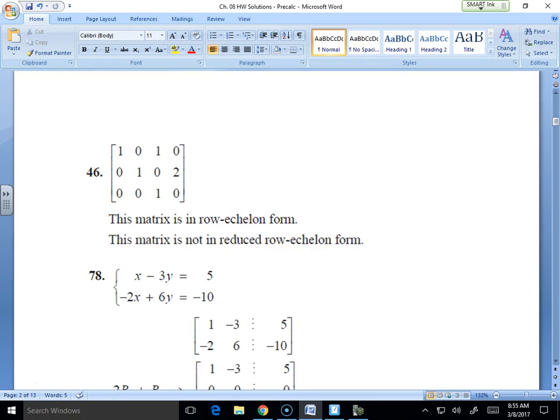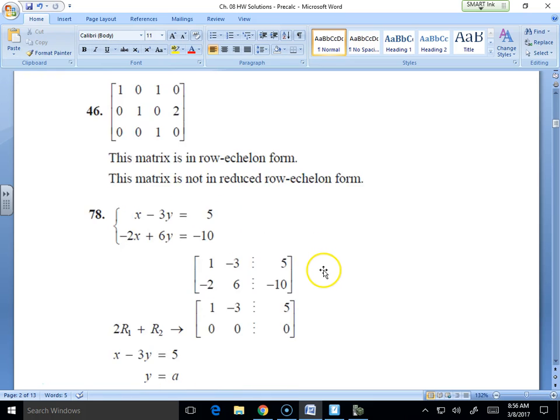Number 46. Row echelon form. Why is it not reduced row echelon form? Pourquoi? How come? Because of what, Nathan? Yep. There's at least one number above the main diagonal. Yeah, so not reduced, but it is in row echelon. Number 78.